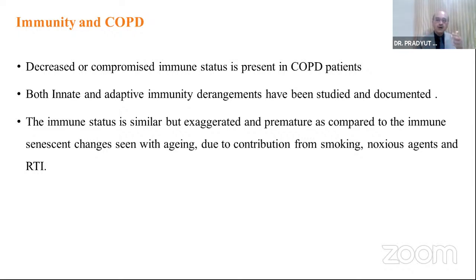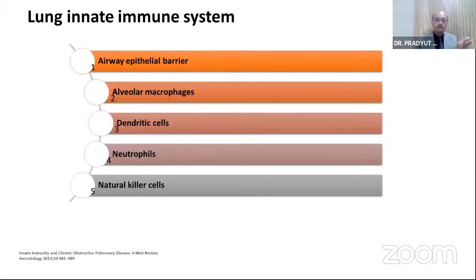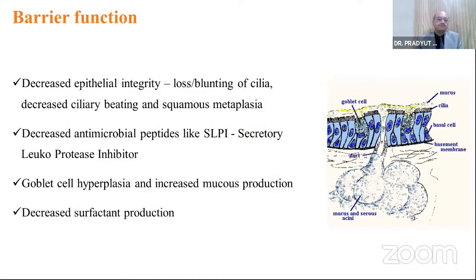Now we will see how the immunity gets reduced in COPD. If you see the basic lung innate immune system, it comprises 5 components: the airway epithelial barrier, the alveolar macrophages, the dendritic cells, the neutrophils, and the natural killer cells. Now let us see how COPD affects each of these components of the lung innate immune system.